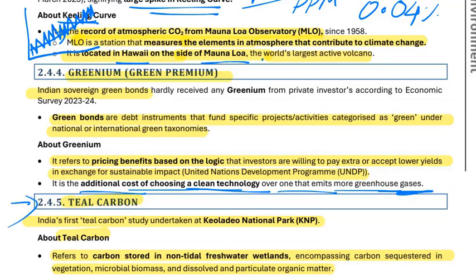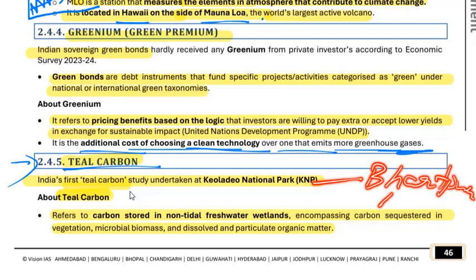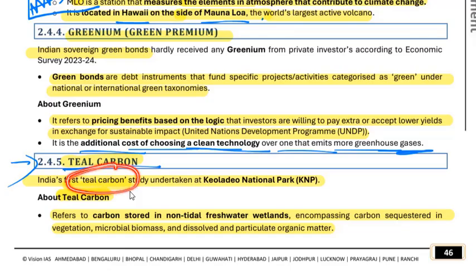Next is Teal Carbon. India's first Teal Carbon study was undertaken at Keoladeo National Park. Keoladeo National Park is in Bharatpur, Rajasthan. Okay, so what is it given? India's first Teal Carbon study undertaken at Keoladeo National Park. What is this Teal Carbon? First you need to understand.